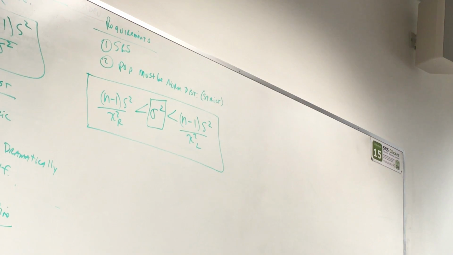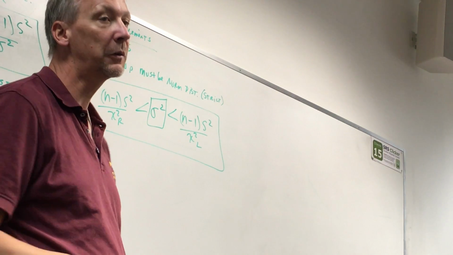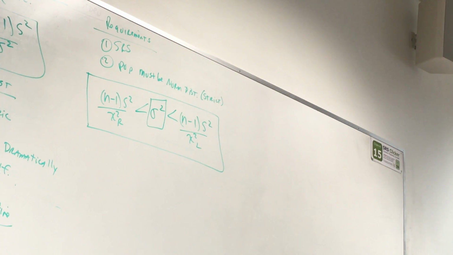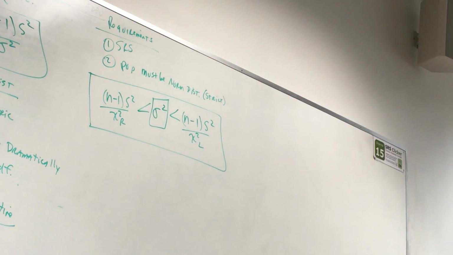So Catherine had a question. You just take the square root of both? You just take the square root of everything. Big square root of everything. Okay? All right, so, wait, can you say that again?